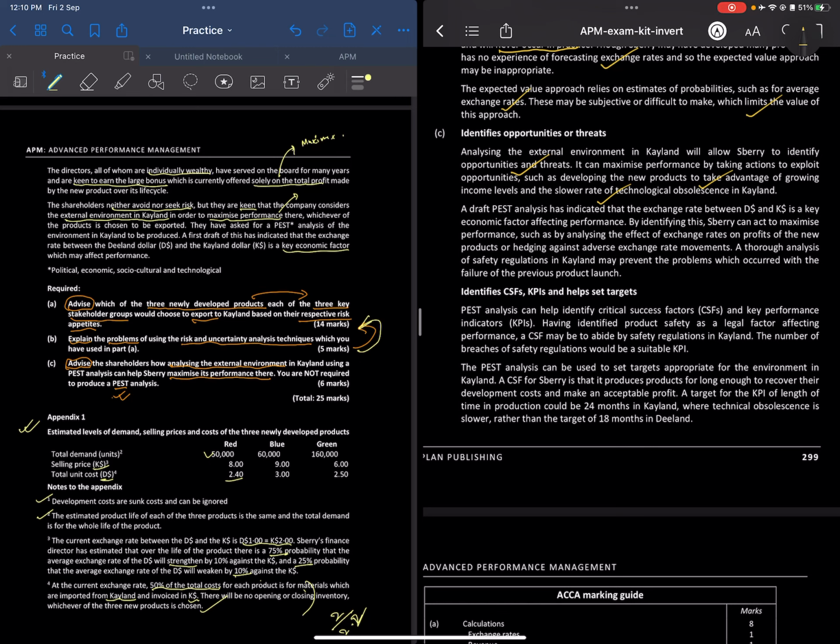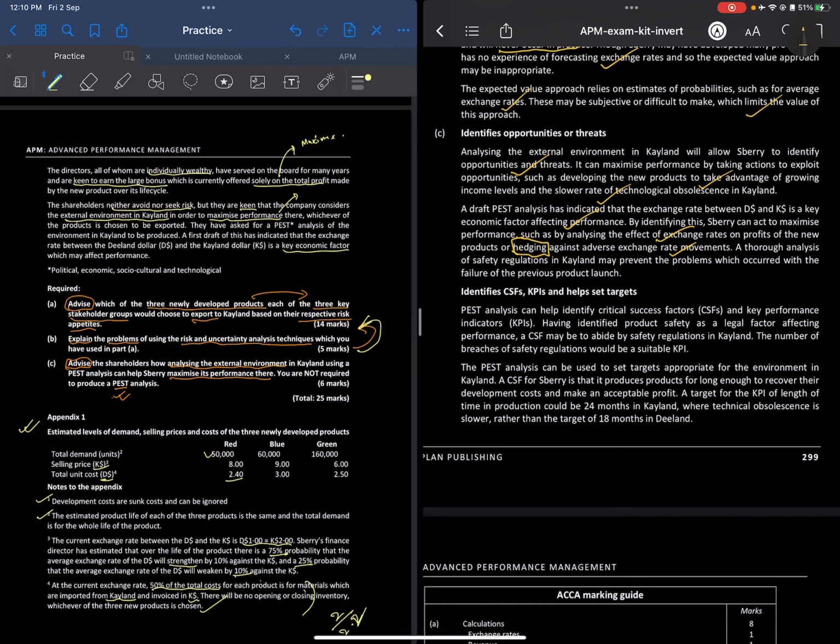Right. So the draft PEST analysis has indicated that the exchange rate between D-land and K-land is an economic factor affecting performance. So by identifying this, the company can analyze the effect of exchange rate on profits and hedge against adverse exchange rate movement. They can do hedging, right?